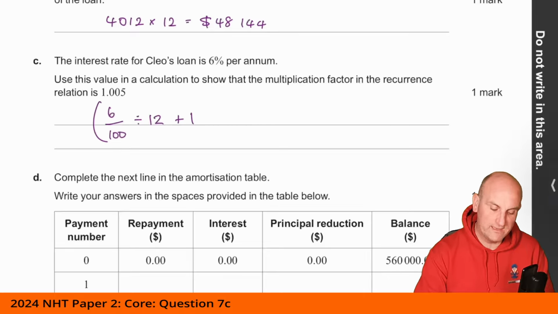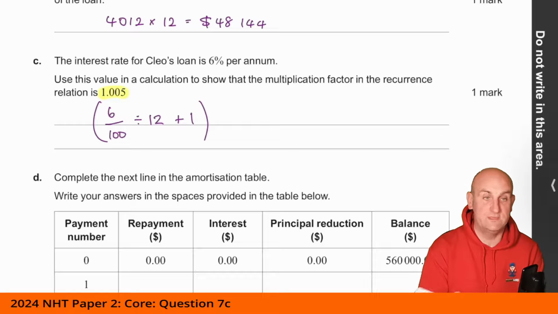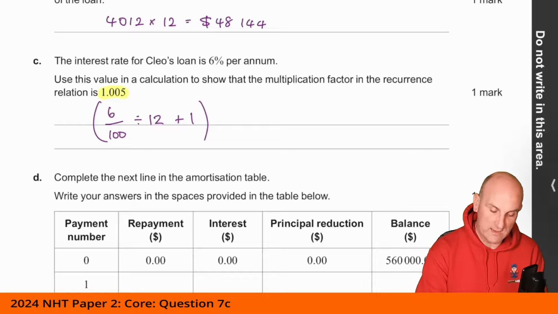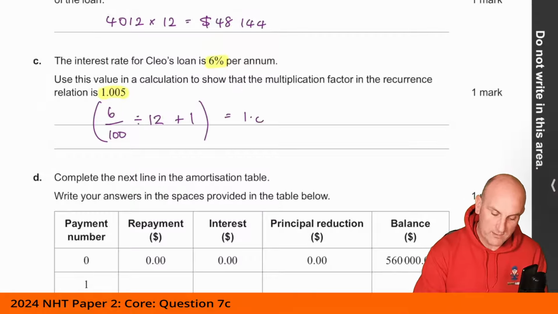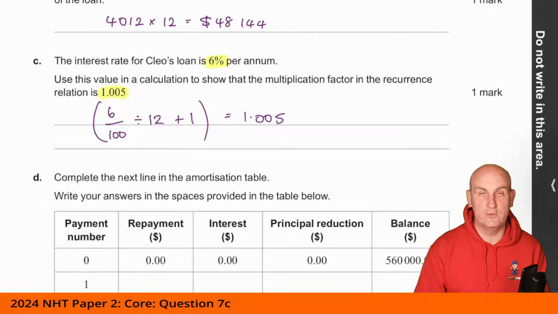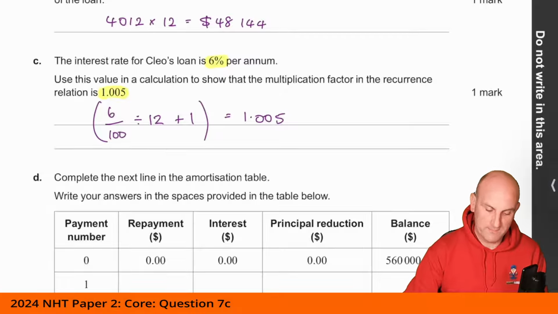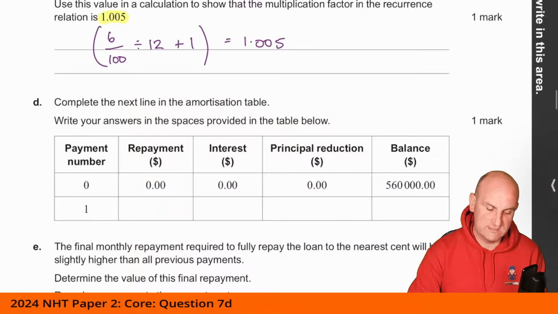Now, there are lots of ways of showing this, but it does actually say that you've got to show that. You can't just reverse engineer. A lot of people try and take the 1.005 and turn it back into 6. You can't. You have to take the 6 and turn it into 1.005. And as far as I'm concerned, showing that is equal to 1.005. And obviously, do check it on your calculator. We are good.